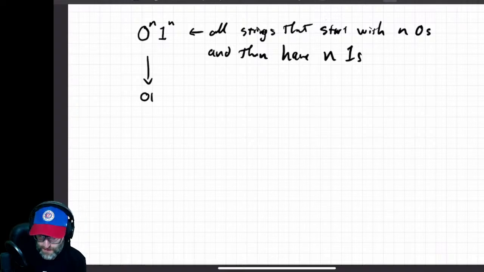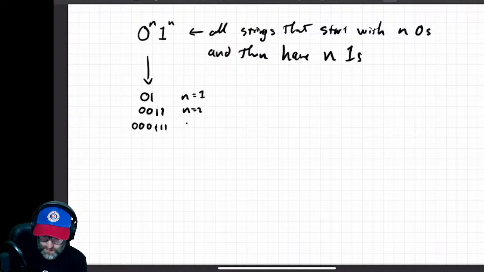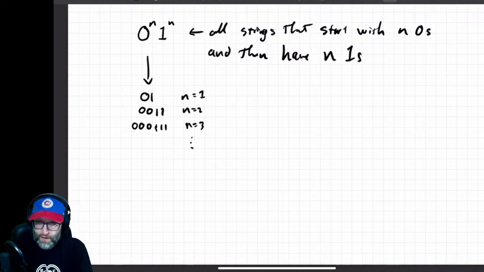It has one 0 and one 1. 0 0 1 1. 0 0 0 1 1 1. Right? As long as you have an equal number of zeros followed by the same number of ones for each n. This is going to be for n being 1, for n being 2, n being 3, off to infinity. This is an infinitely sized language. It's seemingly very easy to compute.